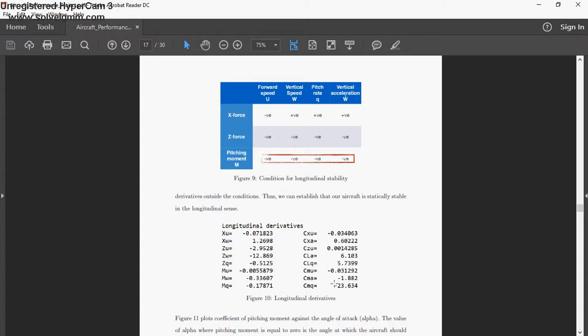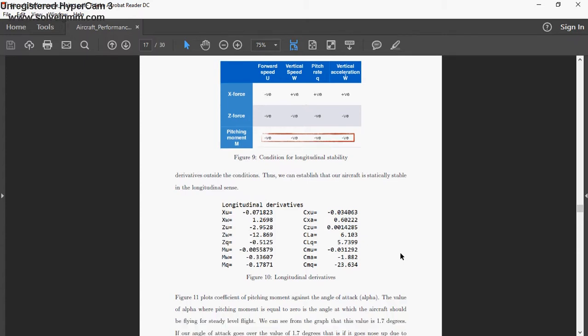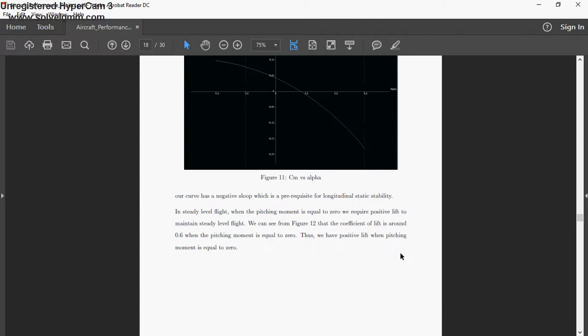We'll follow this chart over here, where it gives you the condition that the derivative of the pitching moment with respect to forward speed, vertical speed, pitch rate, and vertical acceleration should have a negative sign, and that is what our longitudinal derivatives show over here. That means our aircraft is longitudinally stable.